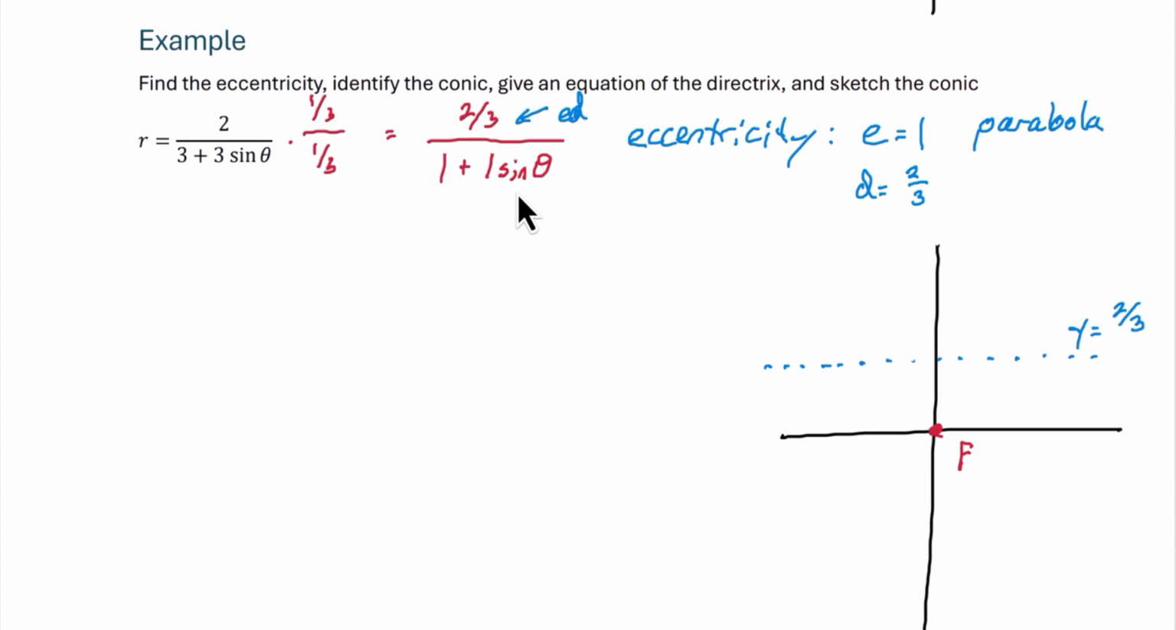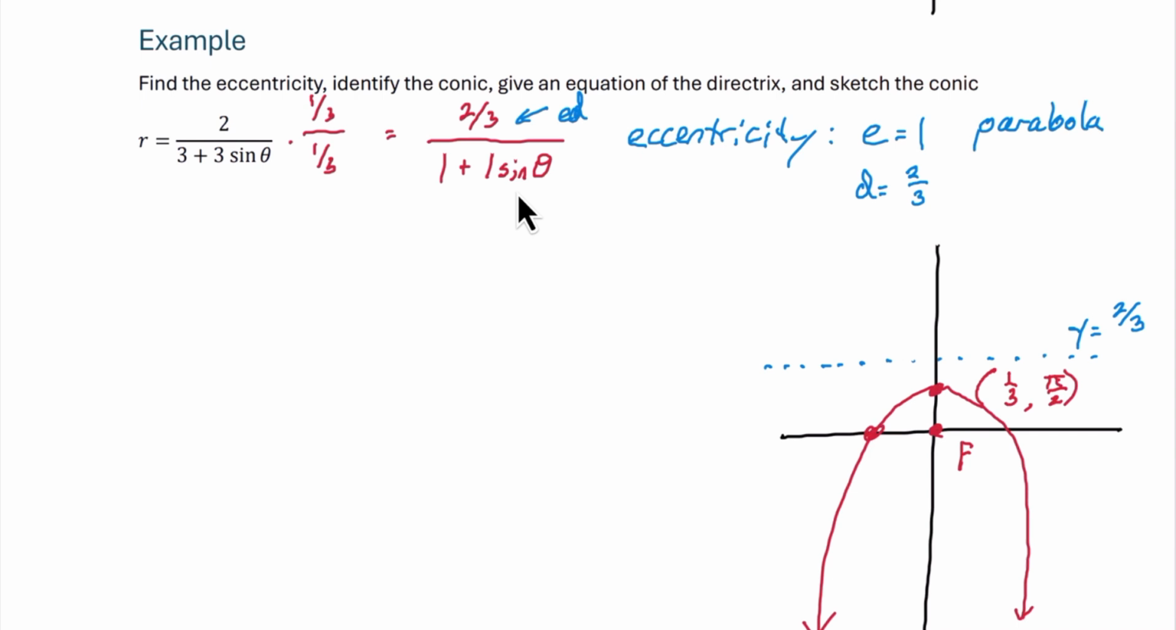The vertex is going to be between the origin, the focus, and the directrix. It's got to be in the middle, so that's going to be at 1/3, and the angle there is pi halves. And we are getting something like this. We've got a parabolic shape.